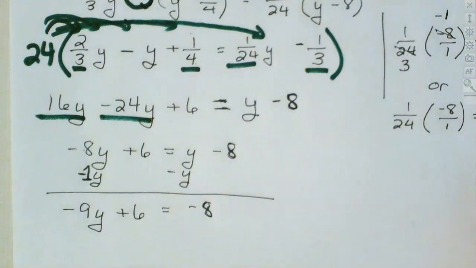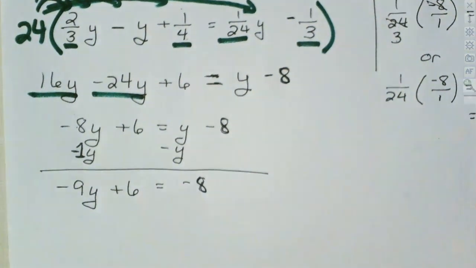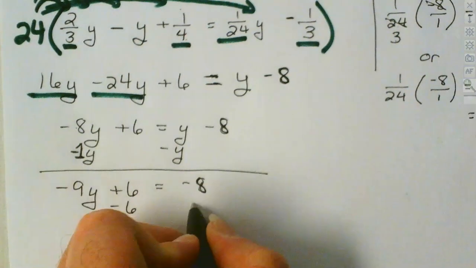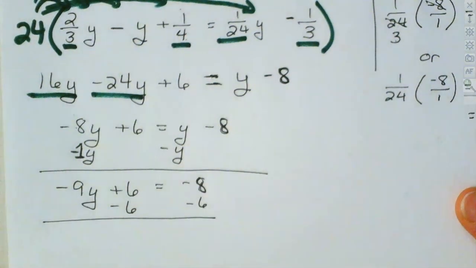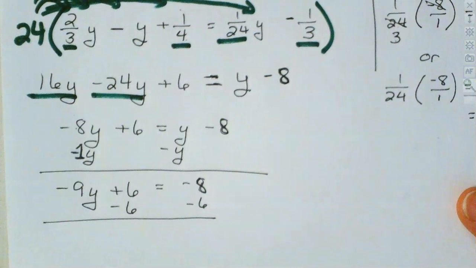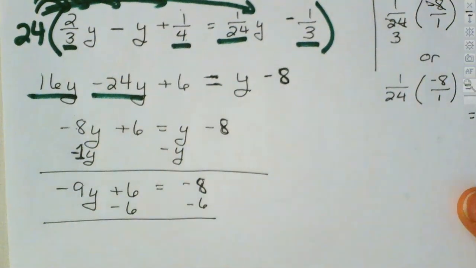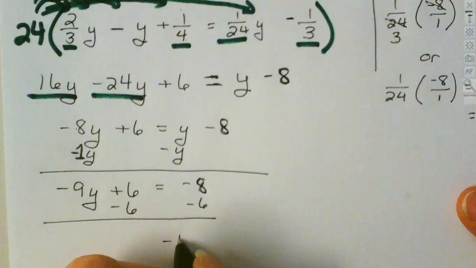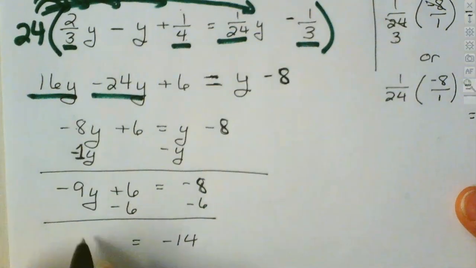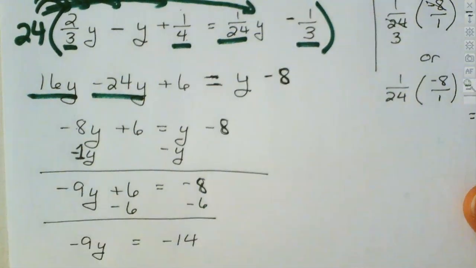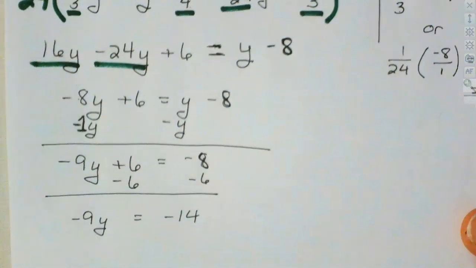And what's my next step? What are we going to do next here? We're going to subtract that 6 from each side. Okay, so that's going to be our next step. When we subtract them over, minus 8 minus 6 leaves you now with a minus 14. The left-hand side is that minus 9.